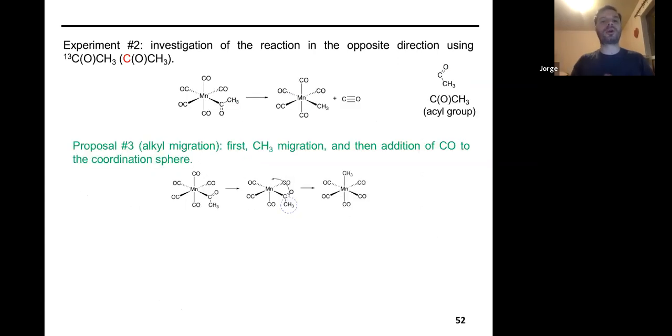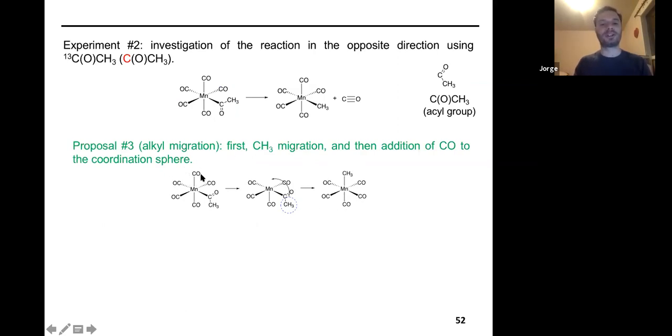Okay, so we are going to do the same experiment, but now we are going to predict the products using proposal number 3, which means there is alkyl migration. That's the difference between number 2 and number 3. For number 3, the CH3 group is the one that moves, not the CO group. And remember that we are analyzing the reaction in the opposite direction.